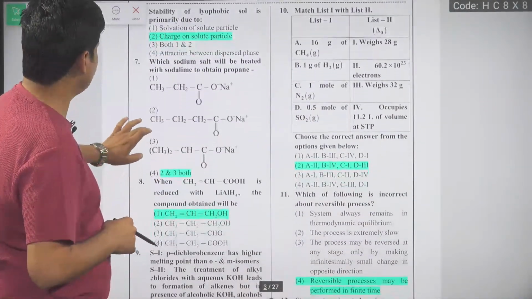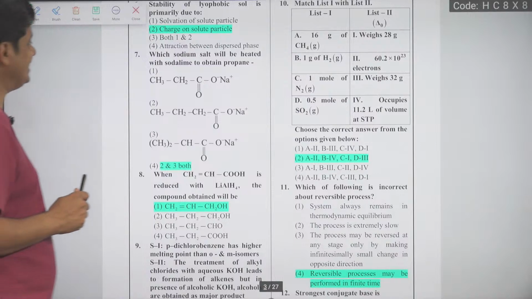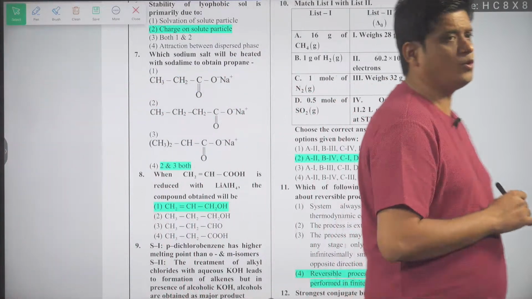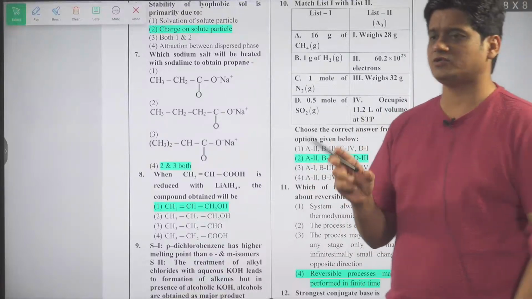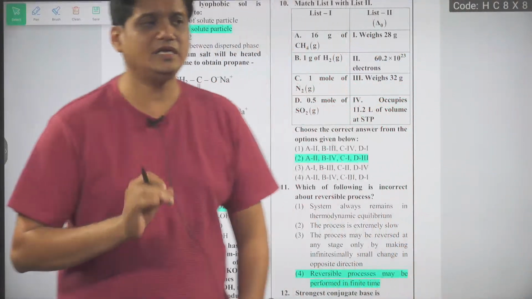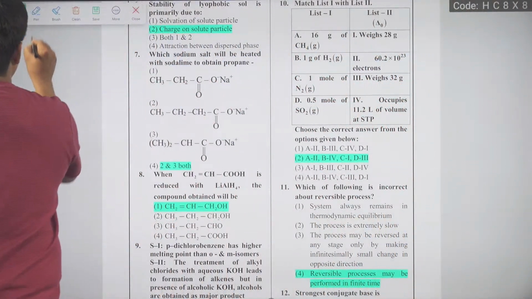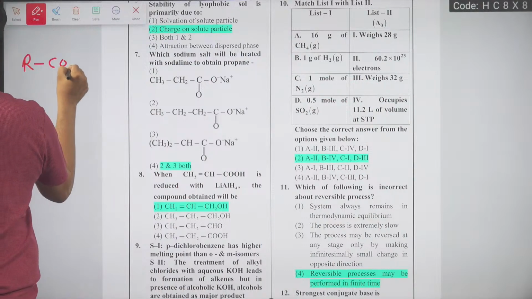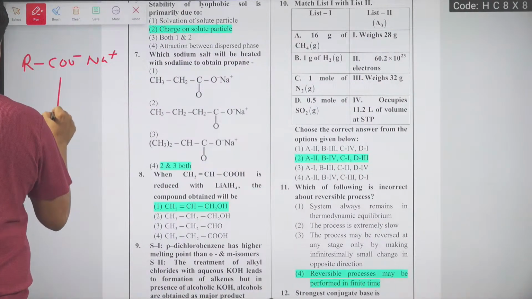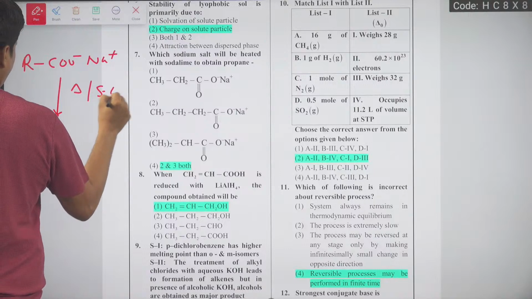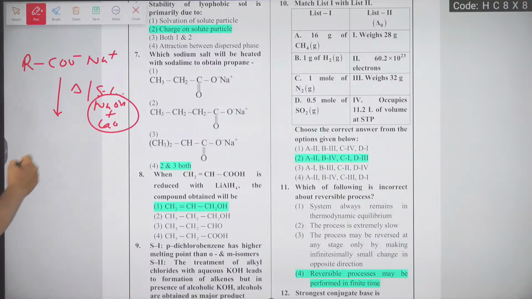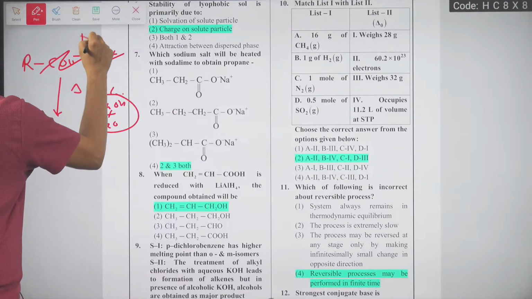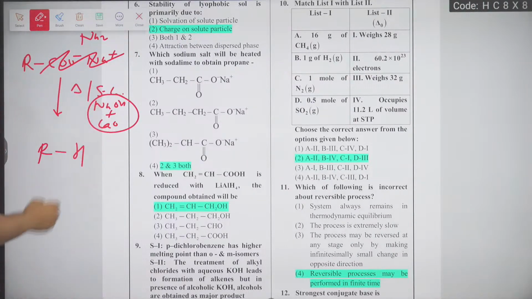Okay, question number 7. Which sodium salt will be heated with the soda lime to obtain propane? Heated with the soda lime. Recognize the reaction. Heated with soda lime means which reaction? Decarboxylation reaction. In decarboxylation, what is happening? You are knowing RCO minus Na plus heated with the soda lime. Soda lime means sodium hydroxide, calcium oxide mixture. Then what is formed there? RH is formed. And this will come out as Na2CO3. Is it clear or not?